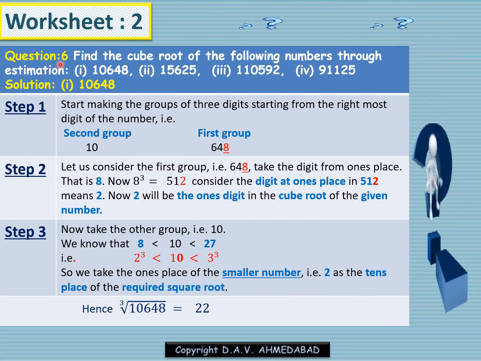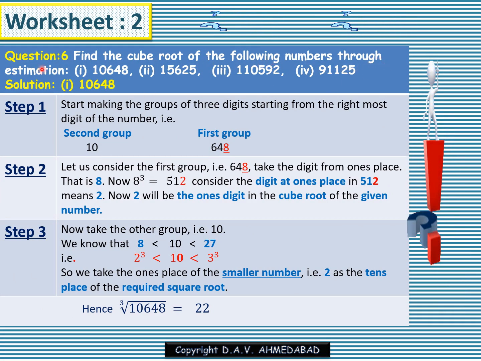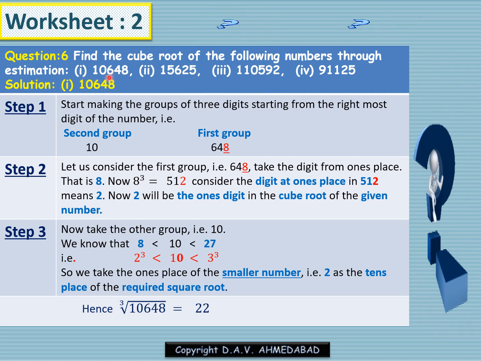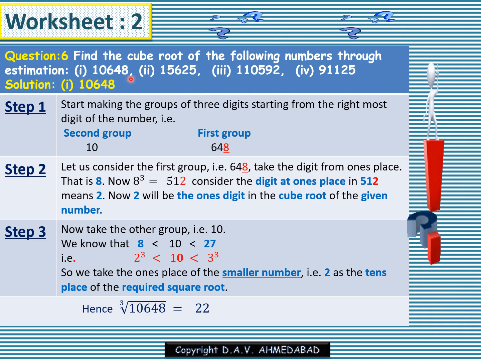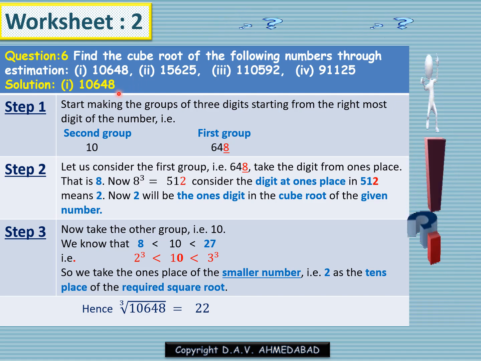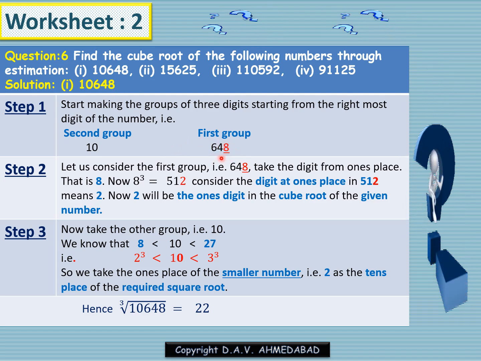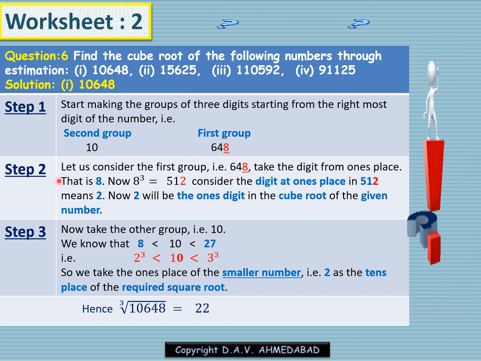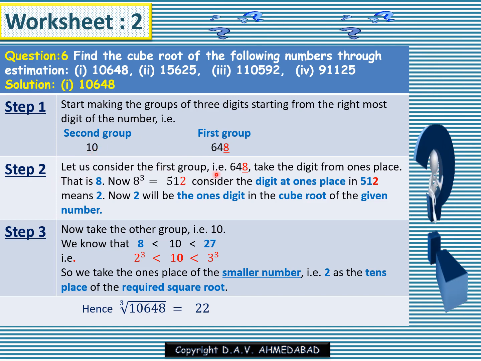Worksheet 2, question number 6. Find the cube root of the following numbers through estimation. So just now I have explained you estimation method, children. So first number is 10,648. What you will do, children? Yes, we will make two groups and first group will have last 3 digits which is 6, 4, 8 and rest of the digits in second group. Step 2, let us consider the first group, that is 648.